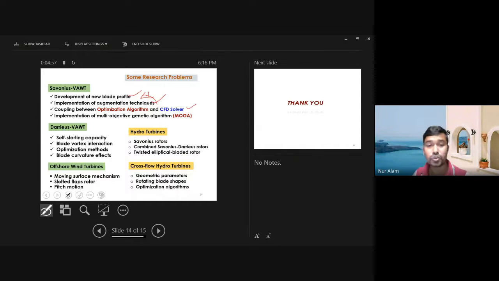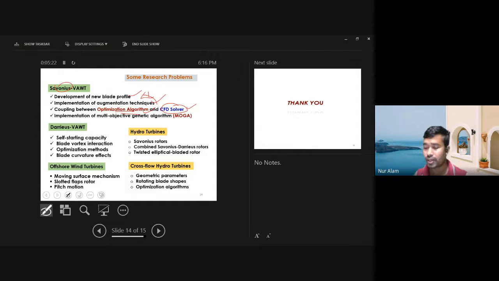This is a very new topic. You can directly choose to optimize the Savonius rotor blade profile. This is the good method nowadays. You choose an optimization algorithm in MATLAB and use a CFD solver in ANSYS Blade, and you couple these two and you try to get one optimized blade profile.